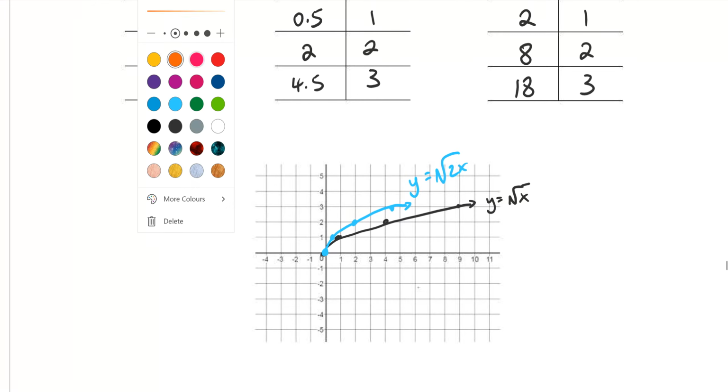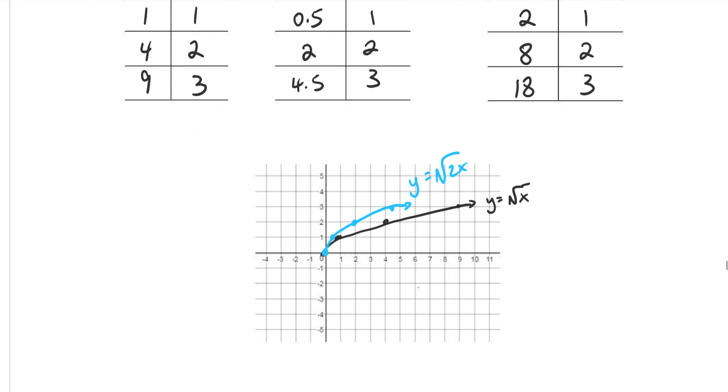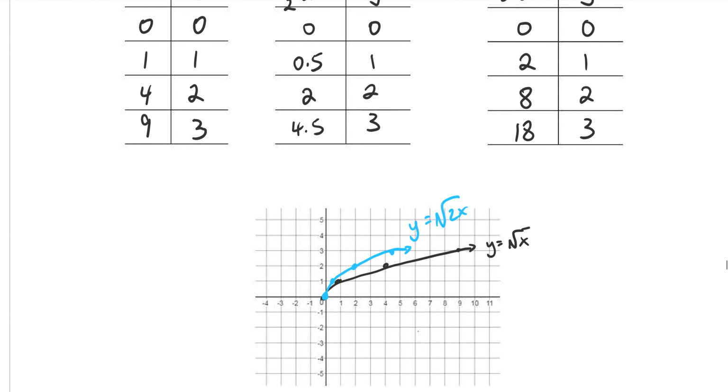And let's do the third one, here the horizontally stretched. So 0, 0, 2, 1, 8 and 2. I can't plot 18 and 3, so that's good enough. And here's my horizontally stretched graph, y equals the square root of 0.5x.